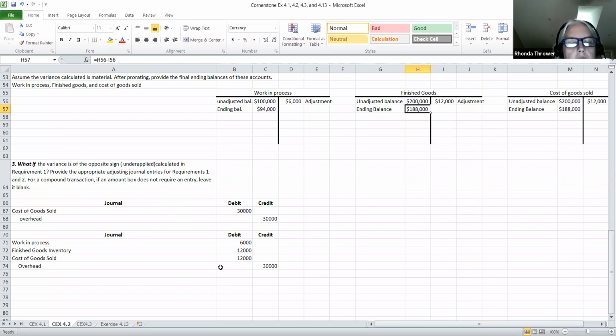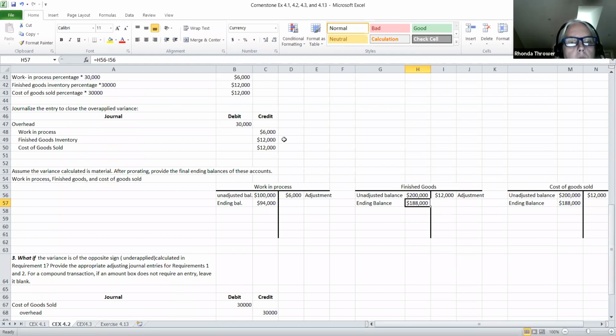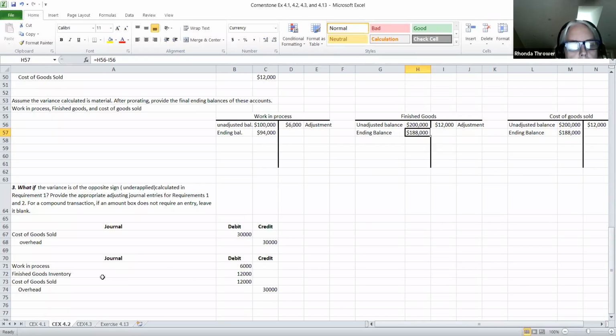Notice these are debits this time, whereas before we credited them. We debit it because it is an underapplied balance, and therefore this would add to the balance that they already had before. So work in process is going to be debited, and finished goods inventory is debited, and cost of goods sold is debited. Notice the prorated amounts are done the same way.